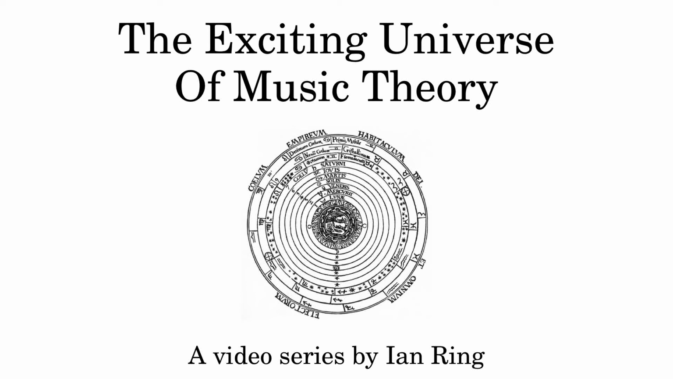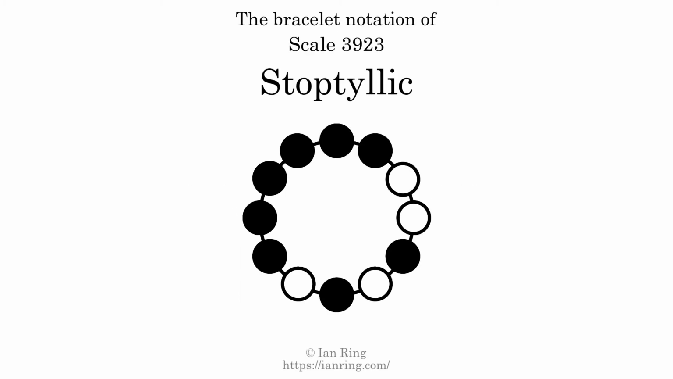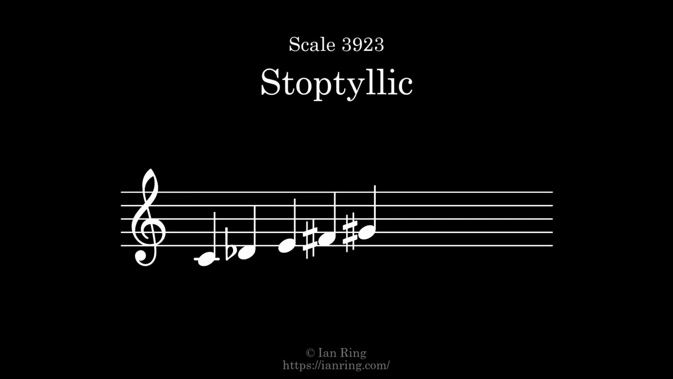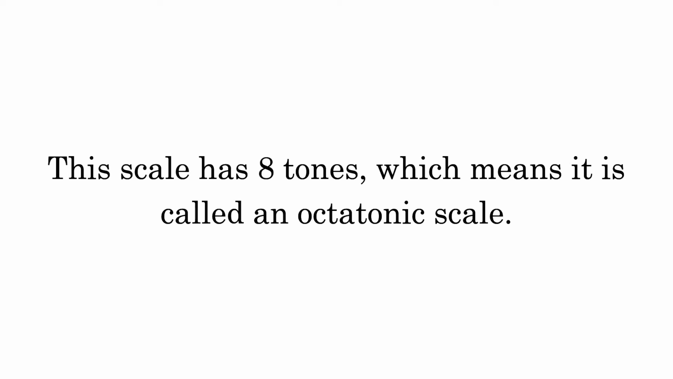Welcome to the exciting universe of music theory. Are you ready to learn? Then let's begin. Today we will talk about scale 3923, Stoptyllic, which sounds like this. This scale has 8 tones, which means it is called an octatonic scale.